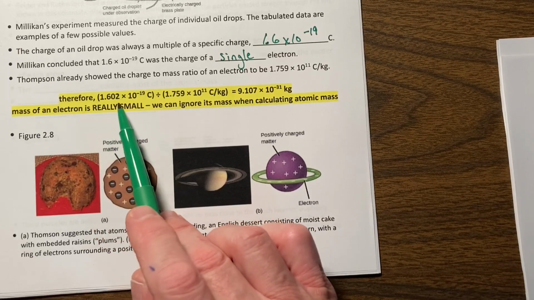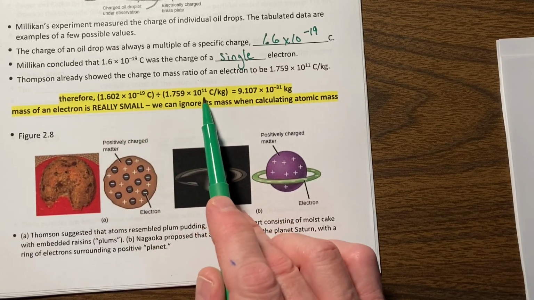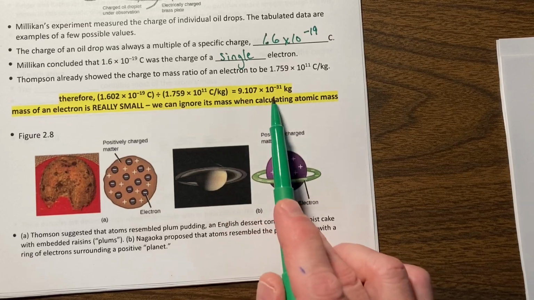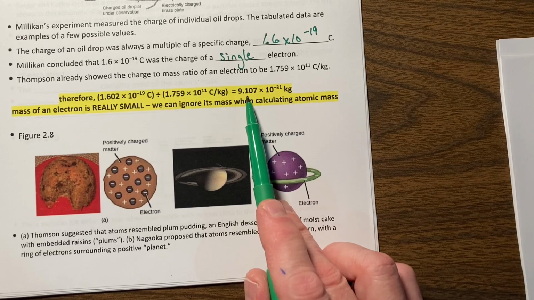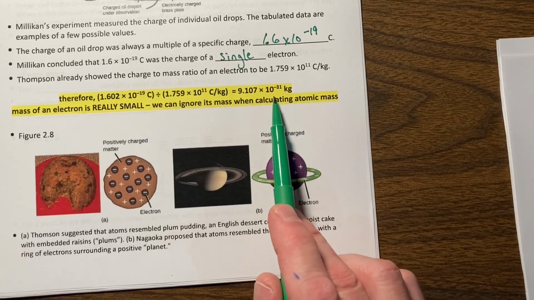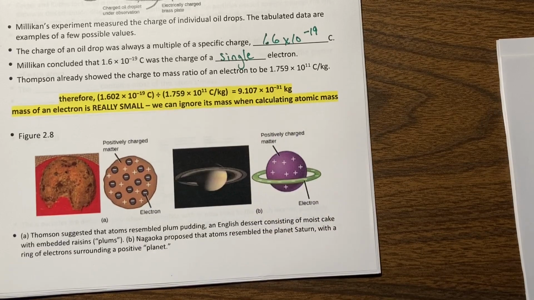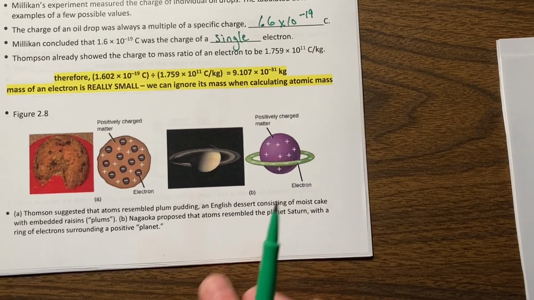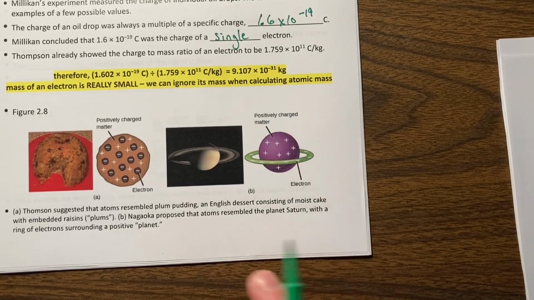They combined their data, and if you take the charge of an electron divided by its charge to mass ratio, you actually get the mass of an electron in kilograms. It's very, very tiny, as you can imagine. It's 9.107 times 10 to the minus 31 kilograms. That's important to us in chemistry because we can really ignore the mass of the electrons when we calculate the masses of atoms. If we include it, which we should, we notice that it doesn't matter until like the 5th or 6th decimal place. So we generally ignore the mass of electrons when we're calculating the masses of atoms.